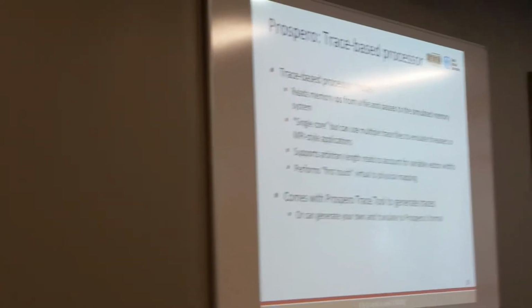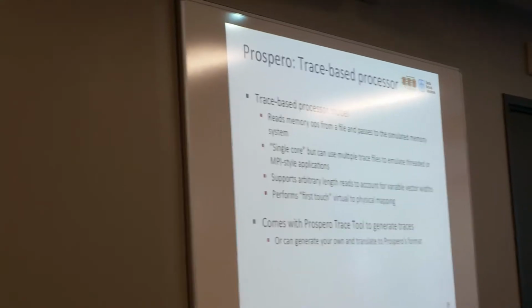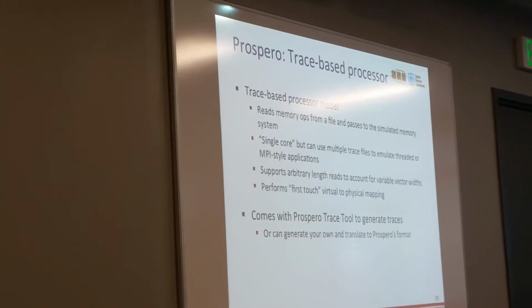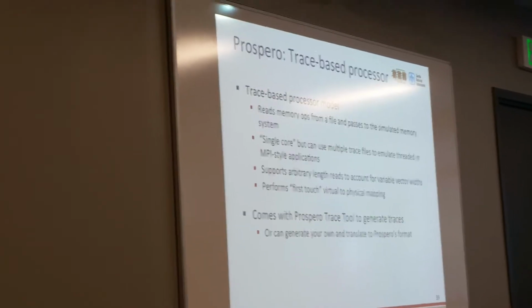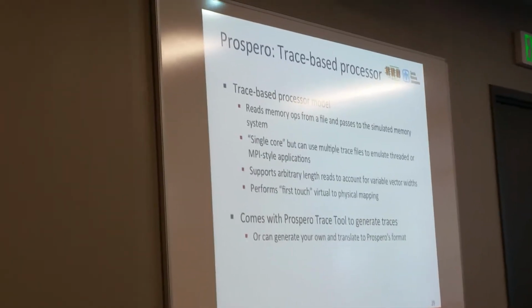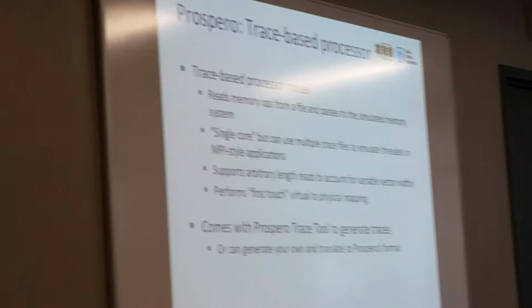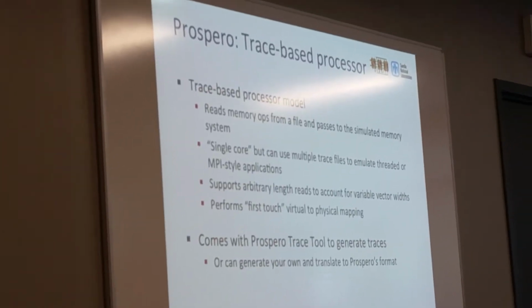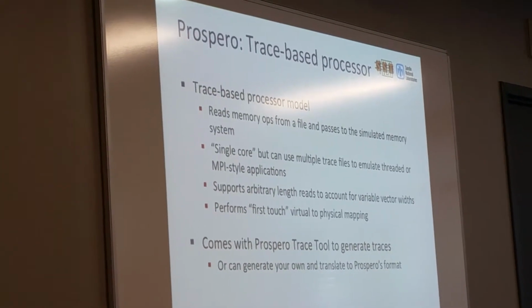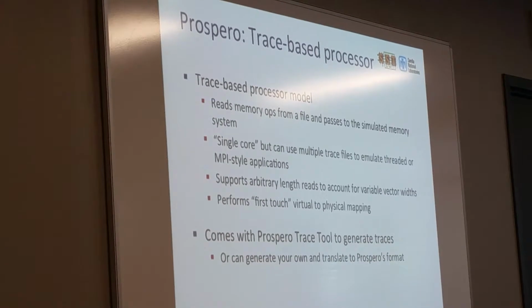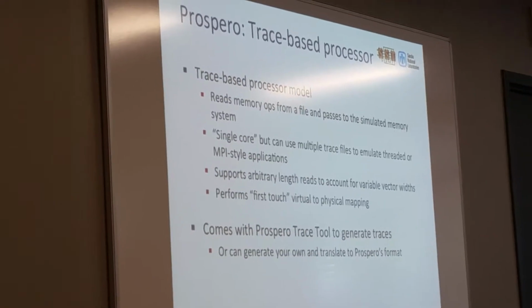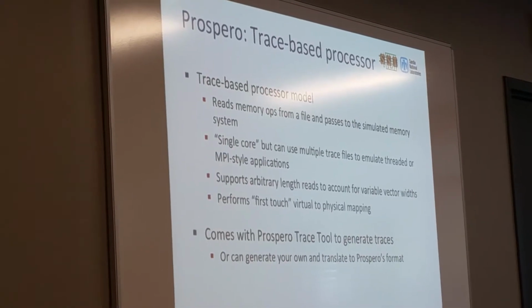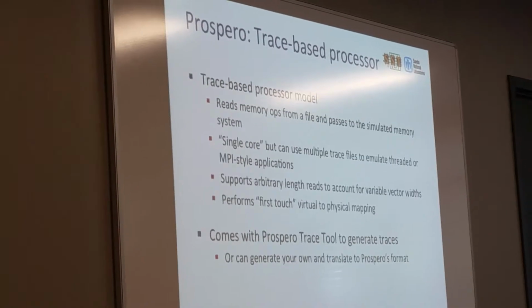Another processor model, I'm sorry, were there any questions on Aerial? Okay. So moving on, another processor model which we've been using is Prospero. This is a trace-based processor model, again tracing memory instructions. In this case, we have some tracing tools which read memory operations from a file and then pass them to our simulated memory system. So unlike Aerial, which is actually running a dynamically instrumented binary and taking a trace from that, Prospero is just reading from a file.